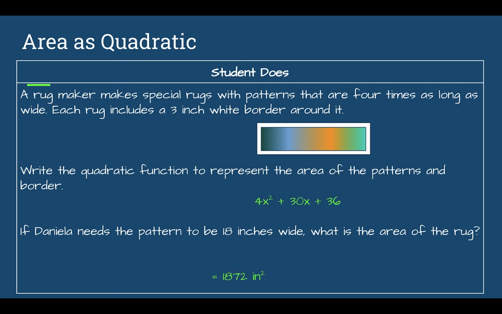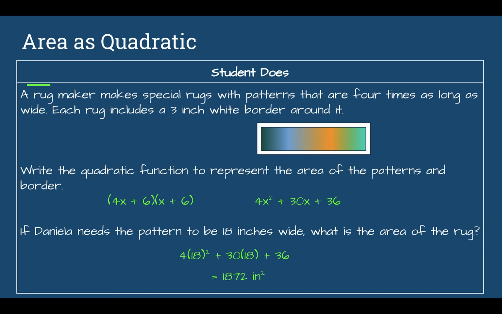Let's check. You should have found that the quadratic function was 4x squared plus 30x plus 36, and the area of the rug is 1,872 square inches. To get that, we would know that the length of the rug would be 4x plus 6, so it's 4 times as long plus 3 on each side, and then the width would be x plus 6, and if we multiply that out, we get our quadratic function. As for the area, if you take the quadratic function and evaluate it at 18, you get 1,872.